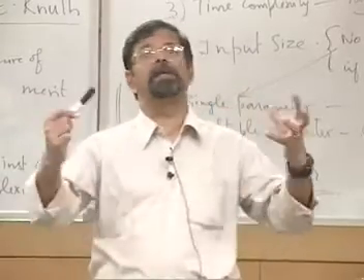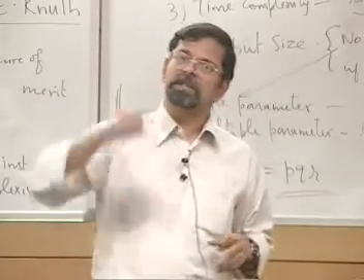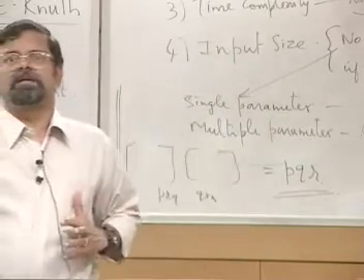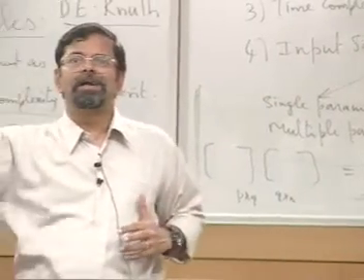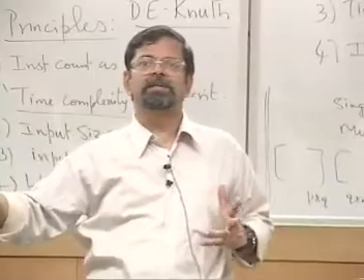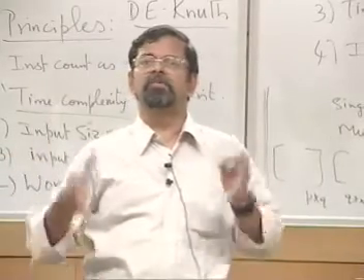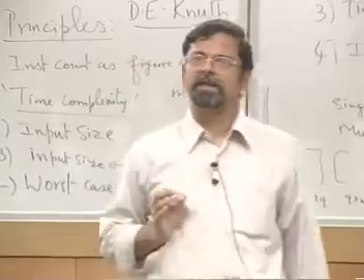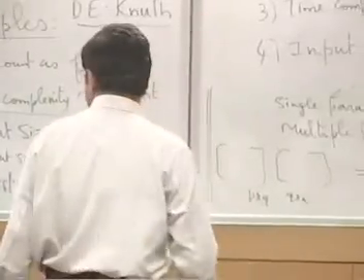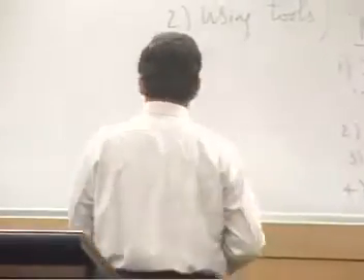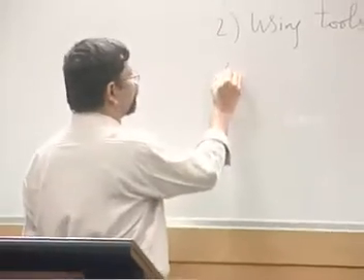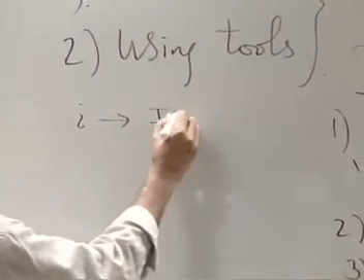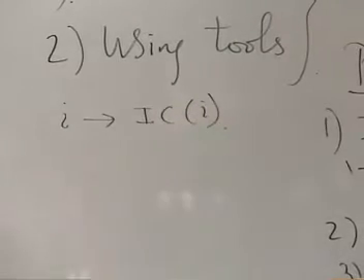There may be several inputs of size n. For each input of size n, there could be different instruction counts. Take the maximum of it, and that is going to be the worst case complexity. So, how do we symbolically denote it? We do this using the following. Suppose for an input I, the corresponding instruction count is denoted by IC of I.